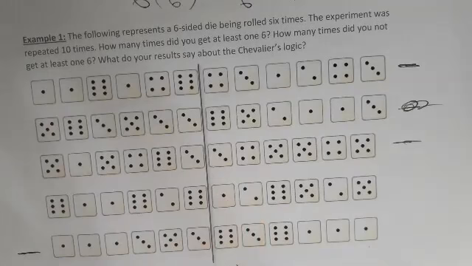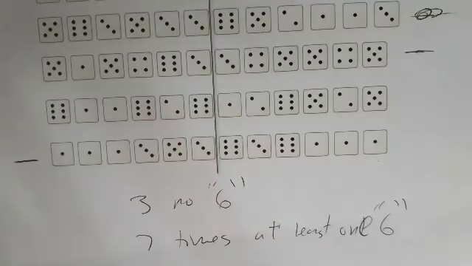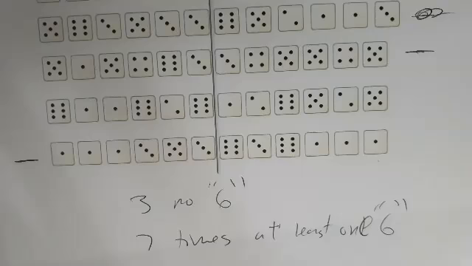What do they say about Chevalier's logic? Well, 3 out of the 10 times, or 30% of the time, we didn't even get a 6. So under this, we should be getting a 6 every single time. Under his logic, it should happen every single time.